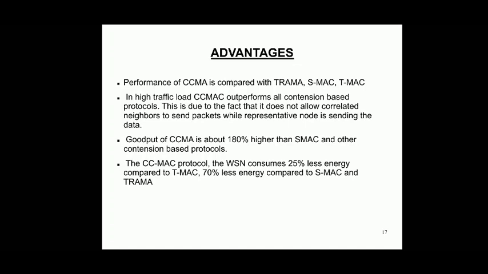Advantages of CCMAC. In high traffic load, CCMAC outperforms all the contention-based protocols. This is due to the fact that it does not allow the correlated neighbor to send packets while the representing node is sending the data. So basically it filters out the redundant information from the network. Goodput of CCMAC is about 180% higher than SMAC and other contention-based protocols. The CCMAC protocol consumes 25% less energy compared to TMAC and 70% less energy compared to SMAC and TRAMA protocols.